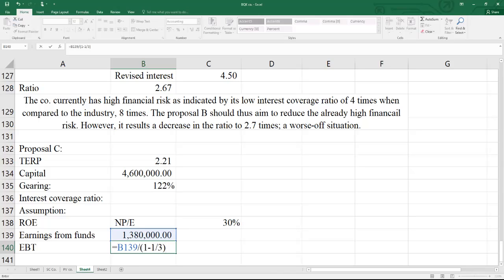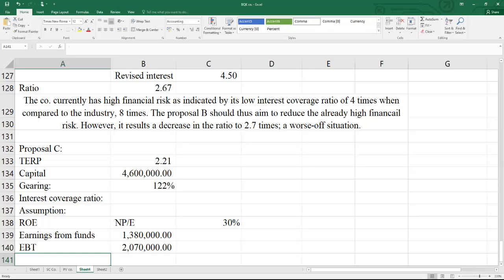The 1.38 million is the return received from these funds you have invested, to give us 1.38 million after tax. So this return is after tax, don't forget, it is net profit. Then work backwards, determine what is the earning before tax from these funds only. It is equal to 1.38 million, we divide by 1 minus the tax rate. Therefore 2070. Is that clear?